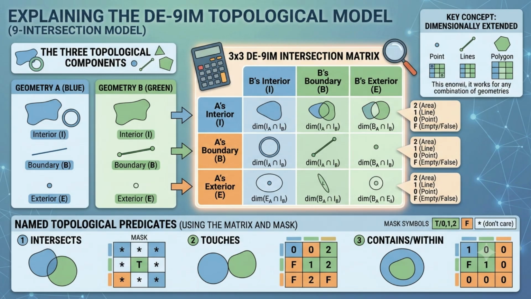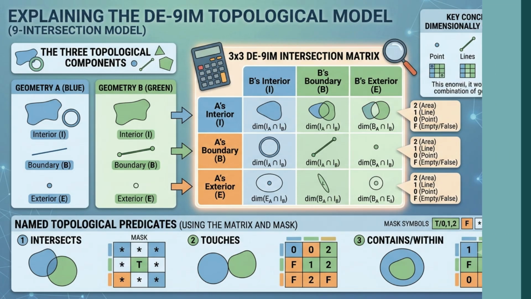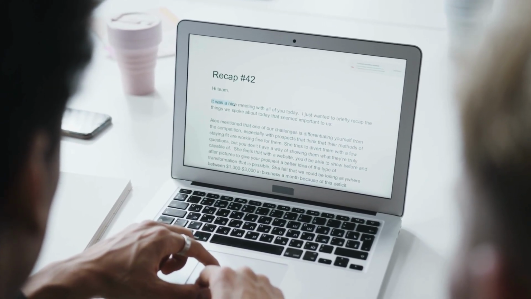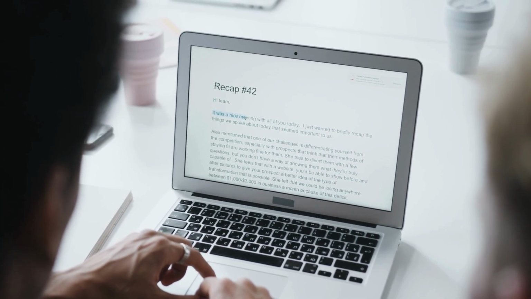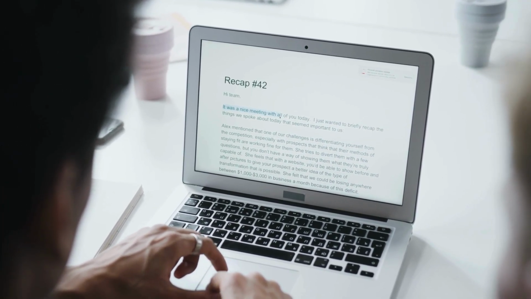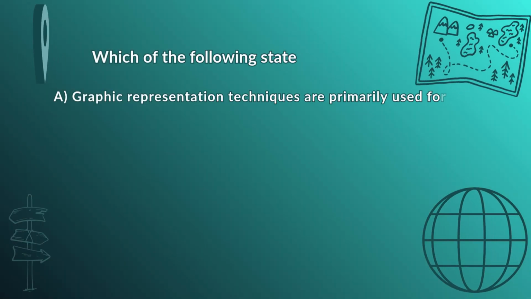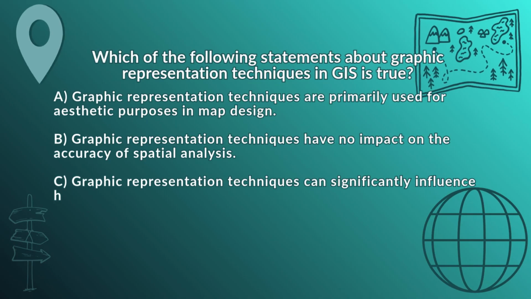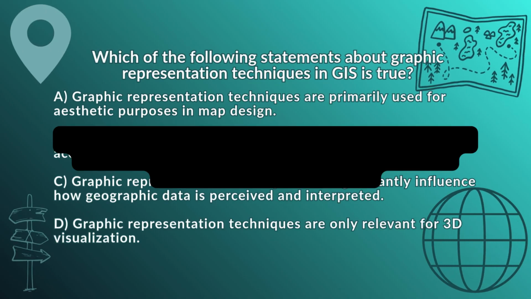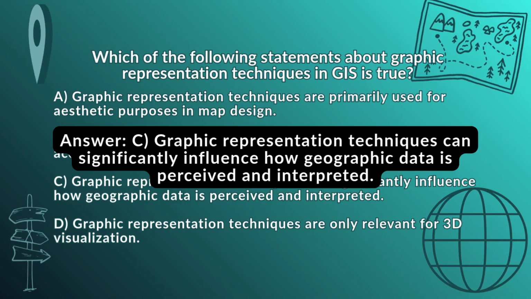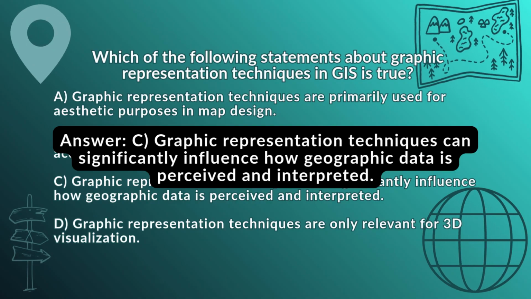This has been a massive journey through the mechanics of mapmaking. So, what does this all mean for you, the listener, prepping for the GISP exam? It ties back to the core concept. Exactly. The study guide literally includes a sample question asking which statement about graphic representation techniques in GIS is true. The correct answer is, graphic representation techniques can significantly influence how geographic data is perceived and interpreted.